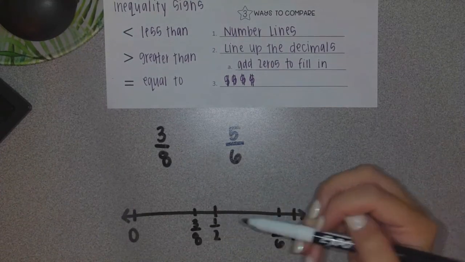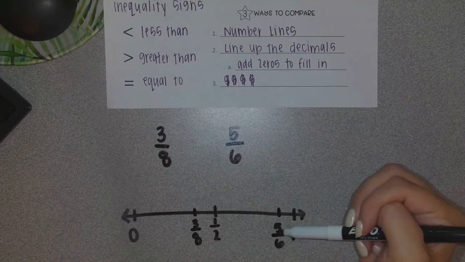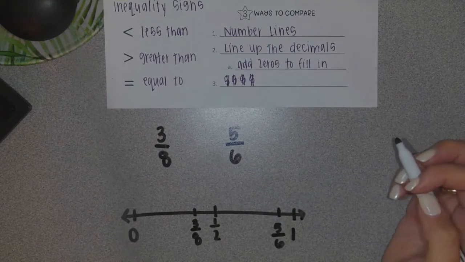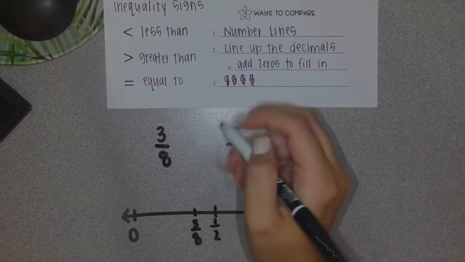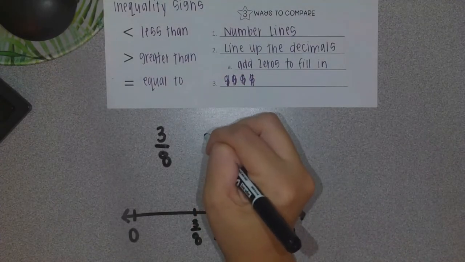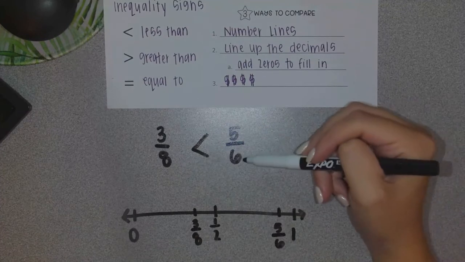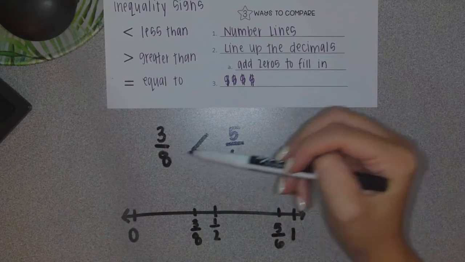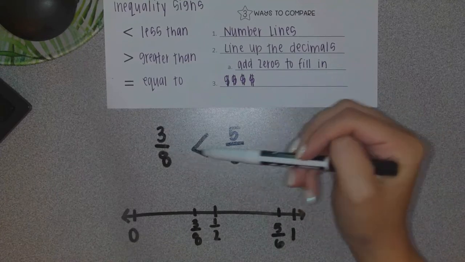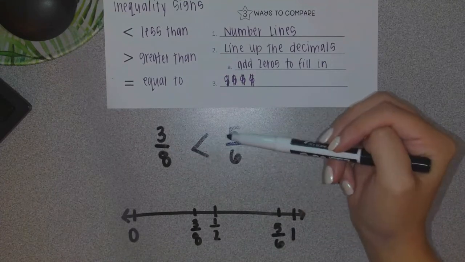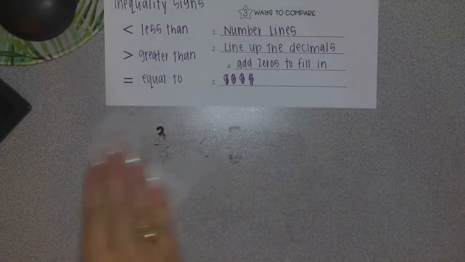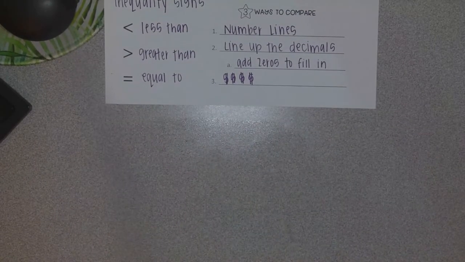By placing them on a number line, I can see that since 5/6 is to the right of 3/8, 5/6 is bigger. So remember that alligator eats the bigger number, so it's going to point towards the 5/6, but we read it like a sentence from left to right: 3/8 is less than 5/6.